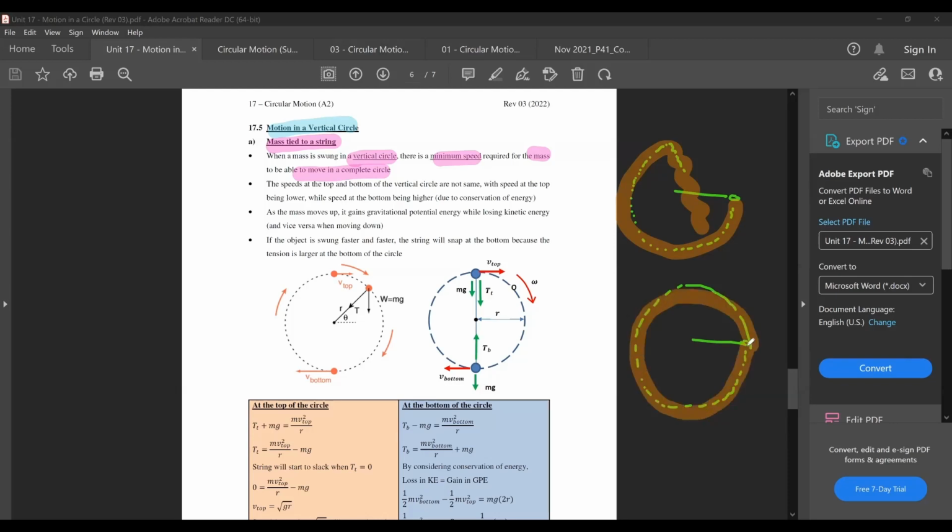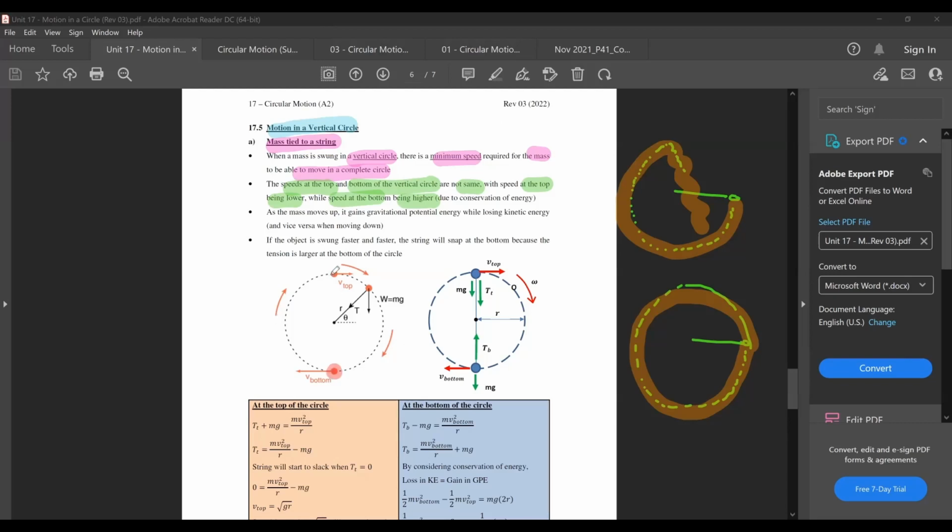All right, now when you're talking about something that moves in a vertical circle, by default the speeds will not be the same as it moves. It's actually due to conservation of energy, which I will show later. But for now, what I'll tell you is that the speeds at the top and bottom of the vertical circle will not be the same, where the speed at the top is usually lower while the speed at the bottom is usually higher. Okay, it's due to conservation of energy. So why do I say this? You can just think of it this way.